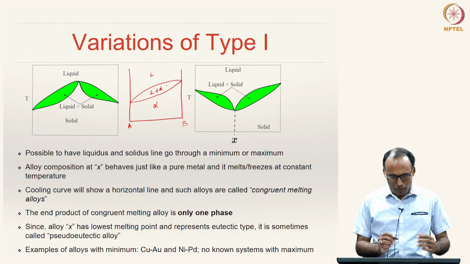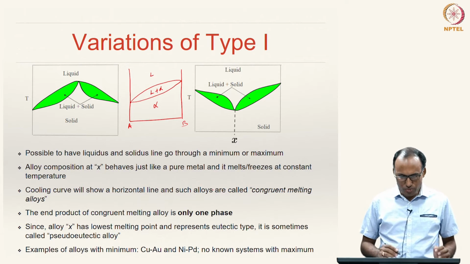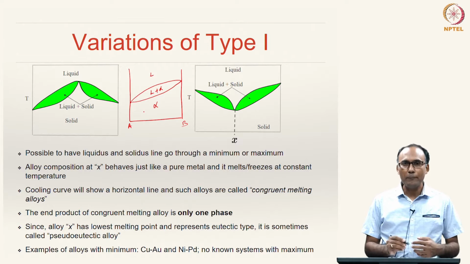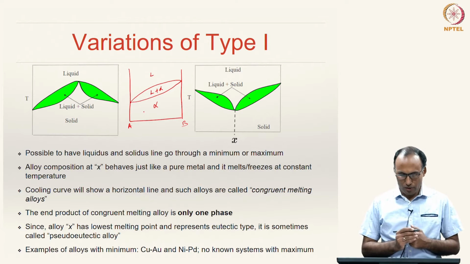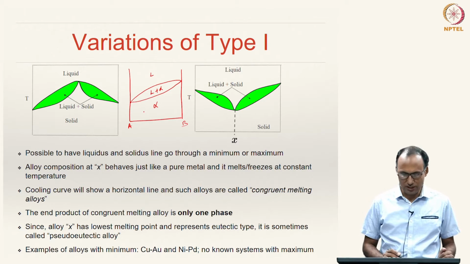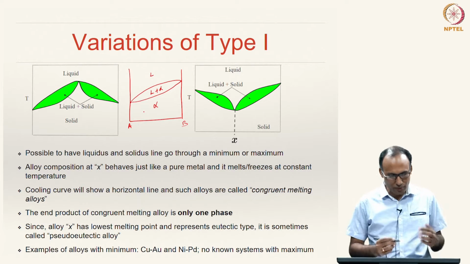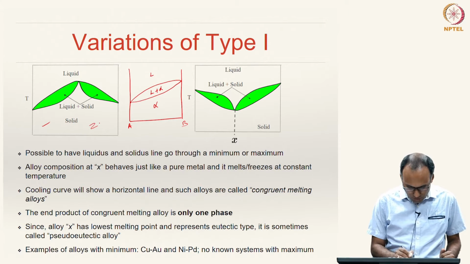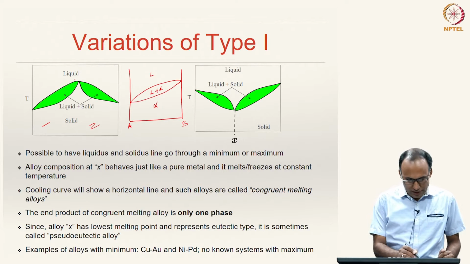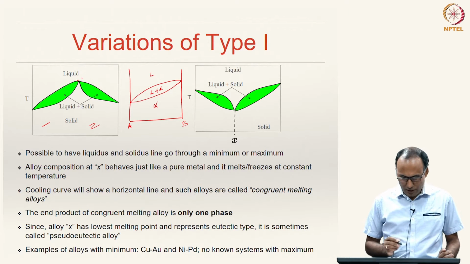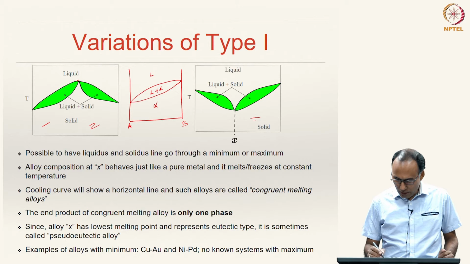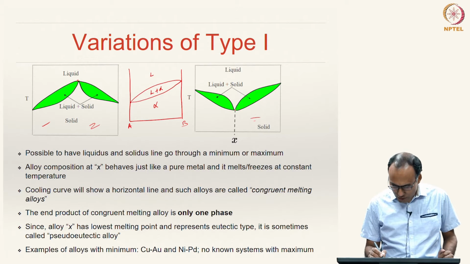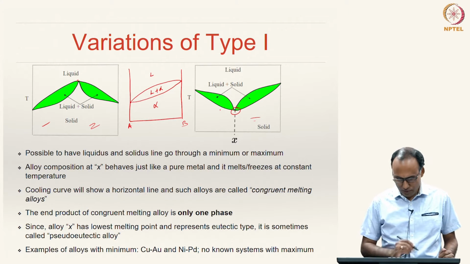Now, is it possible to have a maxima or a minima for this liquidus and solidus line? If we have something like that as we have shown here, you can see that this left side is also an isomorphous alloy, where the liquidus line has a maxima. On the right hand side here you have a solidus line showing a minima here, right.